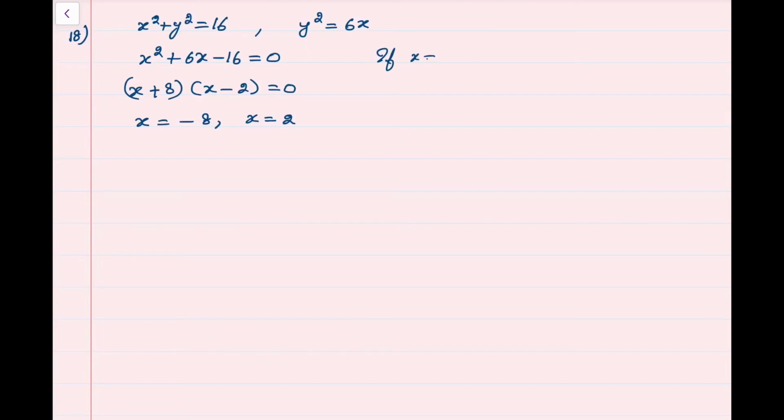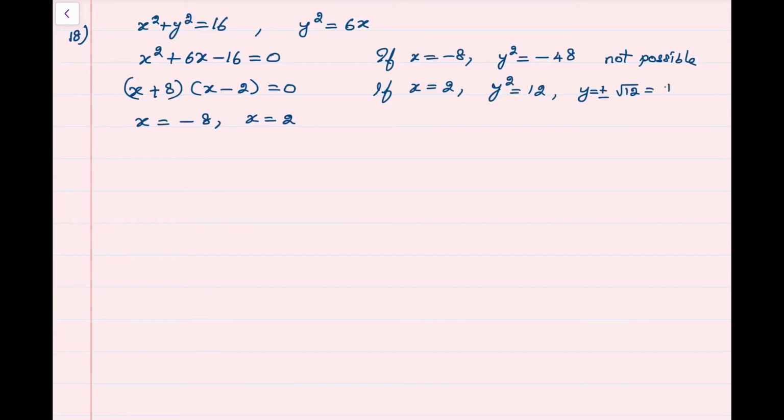If x is minus 8, y square is 6x, minus 48, which is not possible. Square of a number cannot be negative. If x is 2, y square is 6 2s are 12. Therefore, y will be plus or minus root 12, which is plus or minus 2 times root 3. Therefore, the points of intersection are 2, plus or minus 2 root 3.